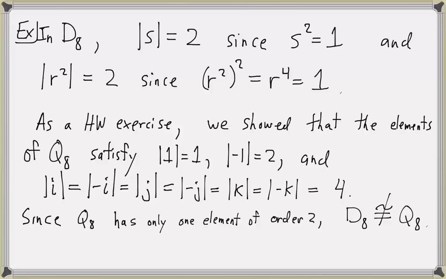It's actually a fact that D8 and Q8 are the only non-abelian groups of order 8 up to isomorphism. So any non-abelian group of order 8 must be isomorphic to either D8 or Q8.